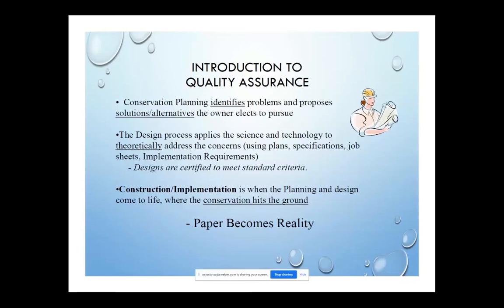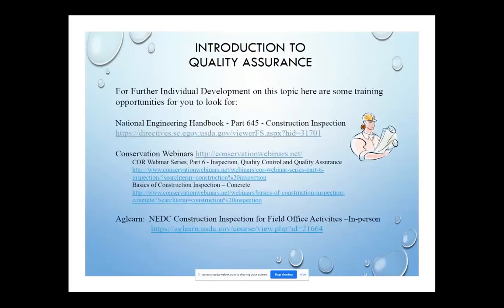So construction implementation is step 8 of our conservation planning process that we'll be going into, where the conservation hits the ground. And that piece of paper and all the paper that you've collected from the beginning of the planning process till now actually becomes that item that's happening on the ground. This presentation is super long, there's lots of slides, and it's only skimming the surface of quality assurance and construction inspection.